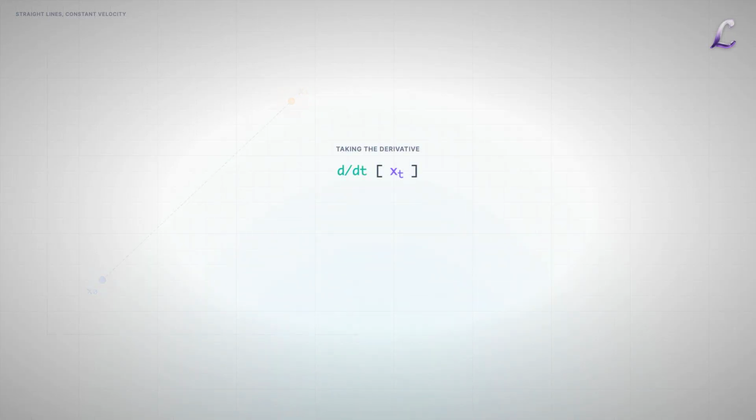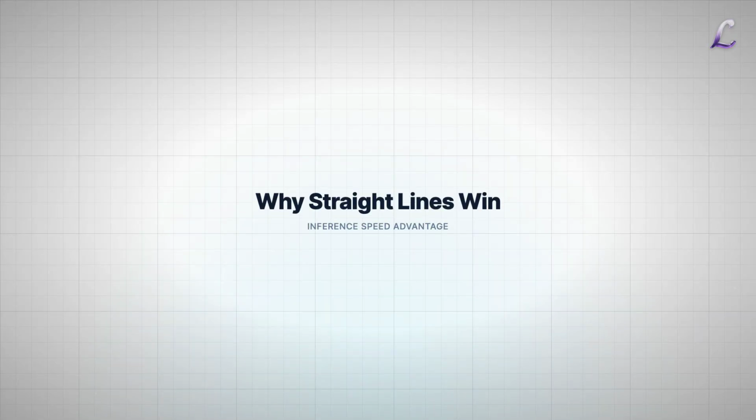The network just needs to learn, given where I am and what time it is, which direction points to the data. The loss function becomes the square difference between the network output and x1 minus x0. Why do we care so much about straight lines? It comes down to inference speed.